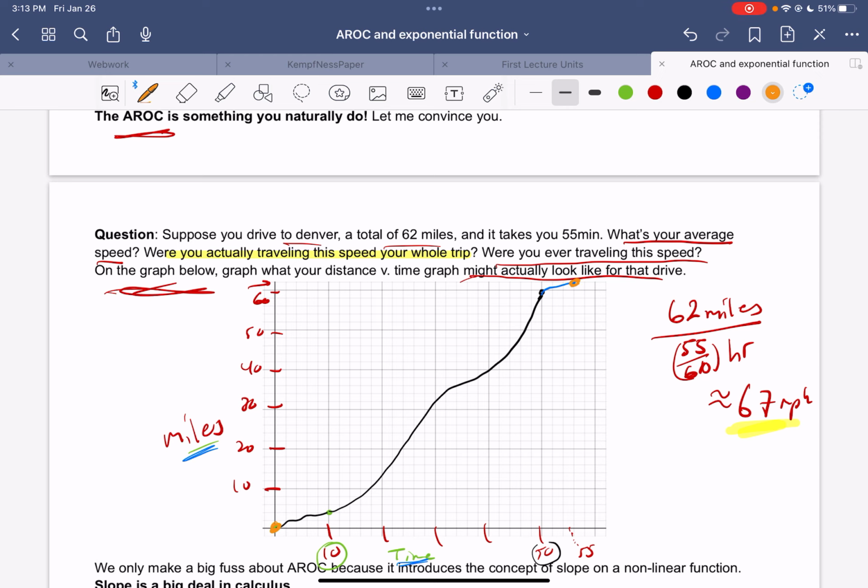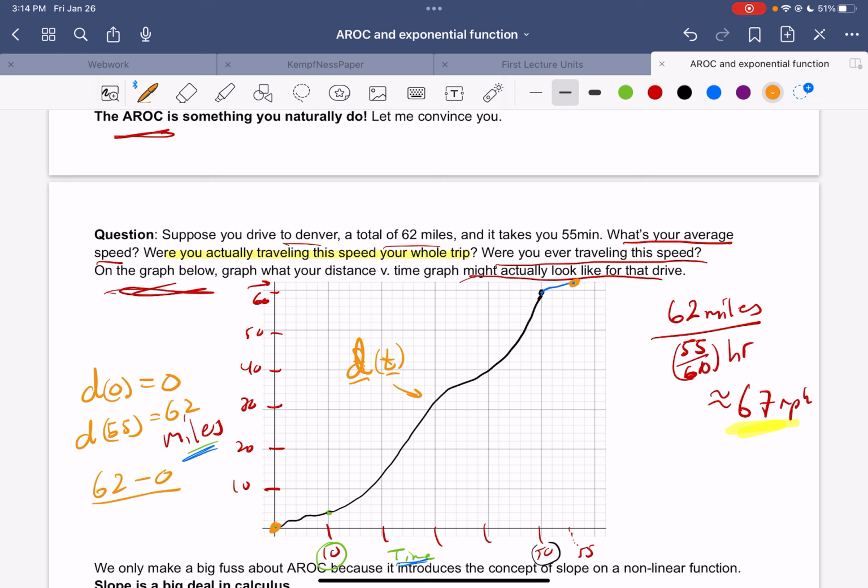Well, here's my function. This is f of t, okay? Or I could say d of t, my distance as a function of time. And my distance at 0 minutes is 0 miles, whereas my distance at 55 minutes is 62 miles. And so my average rate of change is 62 minus 0 divided by, and then I could say 55 minus 0, but this would be miles per minute.